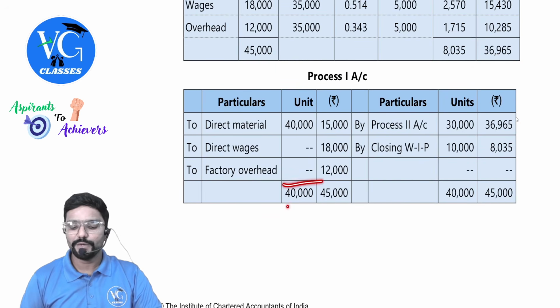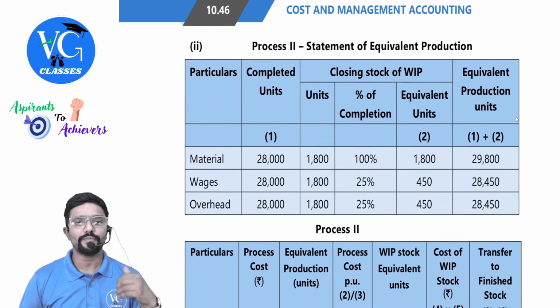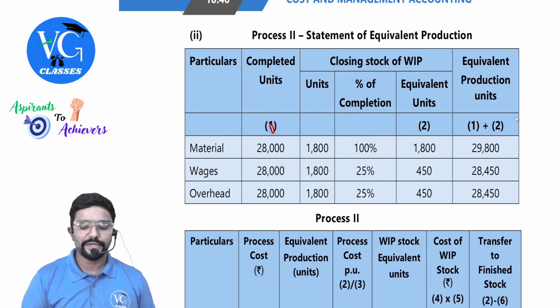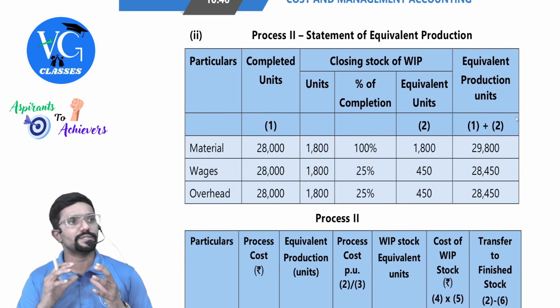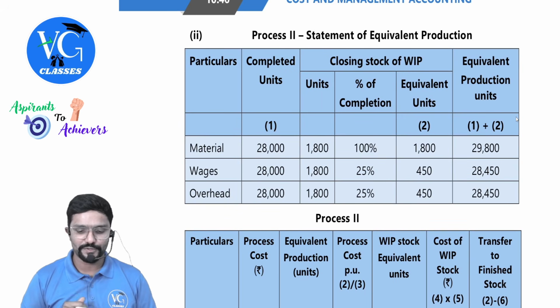8,035. So just tally the units and amount column. It will automatically get tallied, guys. Now coming to the process 2 part. Process 2 again, completed units is 28,000. Out of 30,000, they have transferred only 28,000 units to the next process.